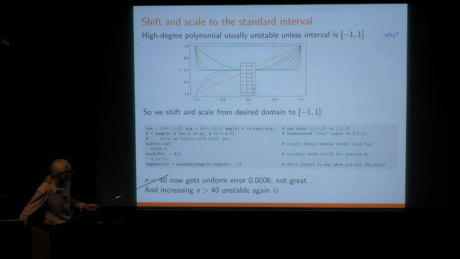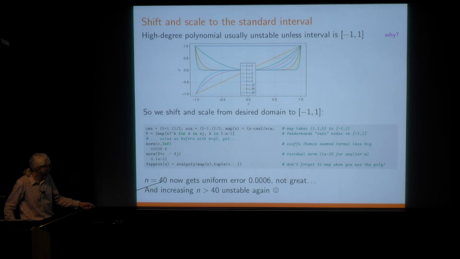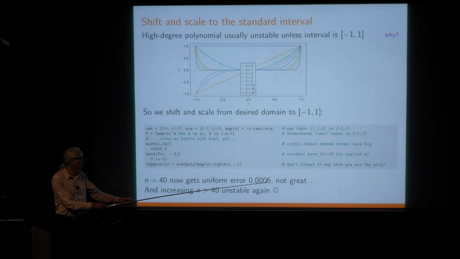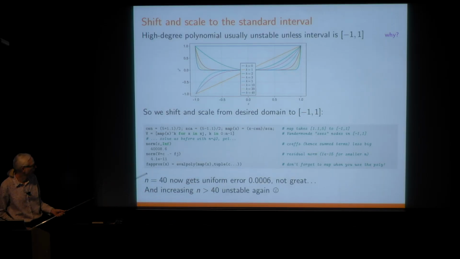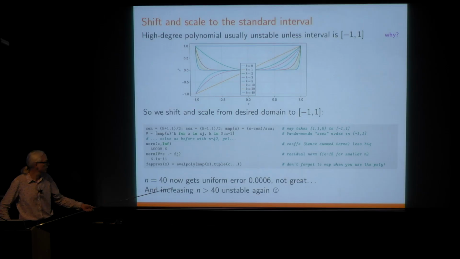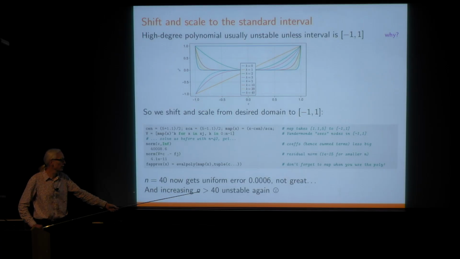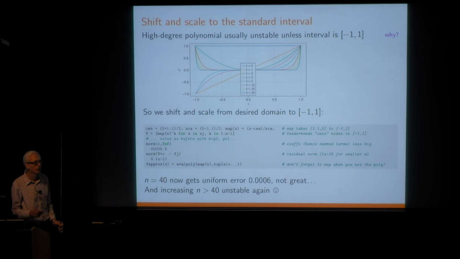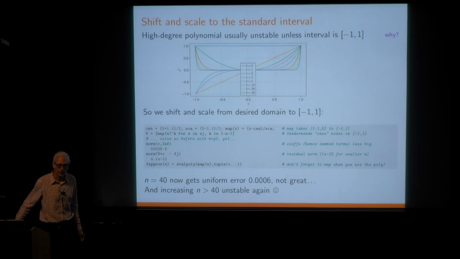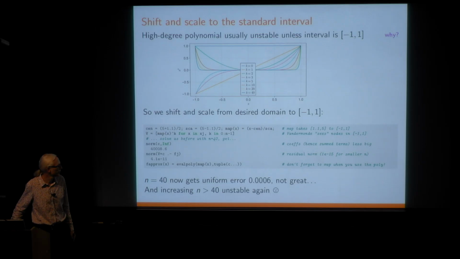OK. So now n is 40, which gets you just below 3 digits. Great. OK, it's a little better than before. The system, unfortunately, goes unstable when you start increasing n again. So what are we going to do? Now I will ask someone who knows to tell us what we've been doing wrong so far.